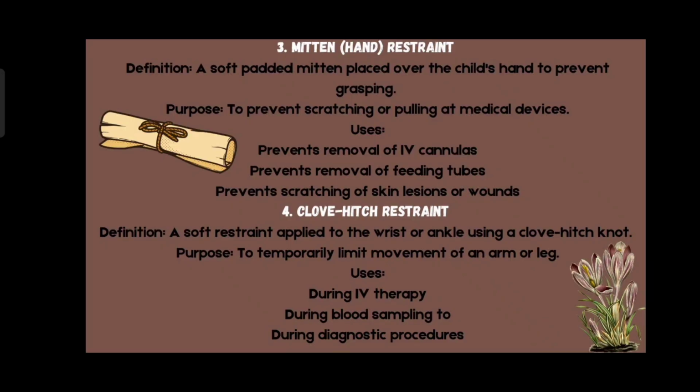Then the fourth one is the clove hitch restraint. A soft restraint applied to the wrist or ankle using a clove hitch knot. The purpose is to temporarily limit the movement of an arm or leg during IV therapy, blood sampling or diagnostic procedures.